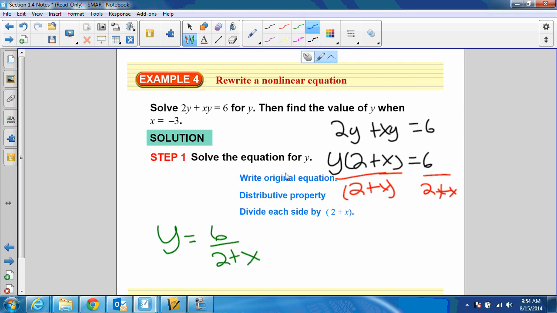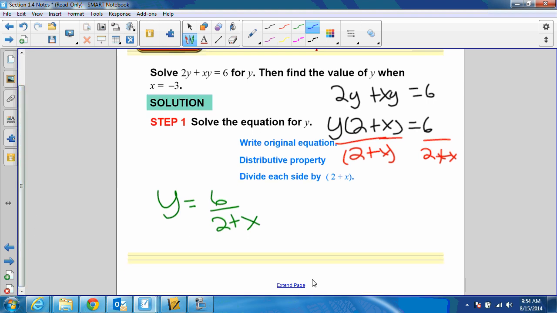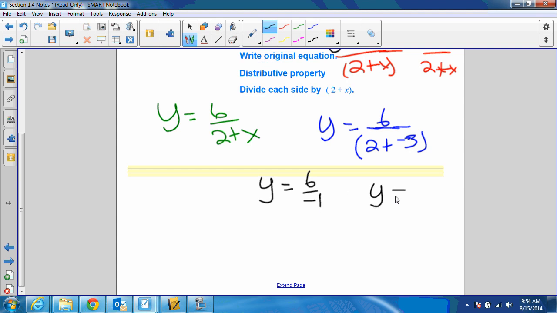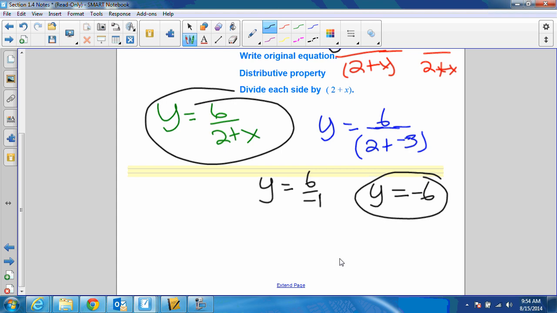And then it says find the value when x equals -3. Okay, so we can do that real quick. y equals 6 over 2 plus -3. You have to do what's on the bottom first because a parentheses acts as a grouping symbol. So you can even put parentheses around if that helps you out. 2 plus -3 is -1. So we got y equals 6 divided by -1, which would give us y equals -6. So this would be your answer.